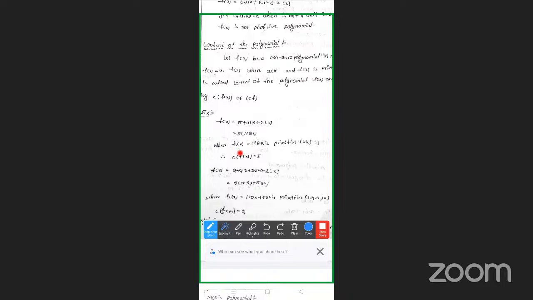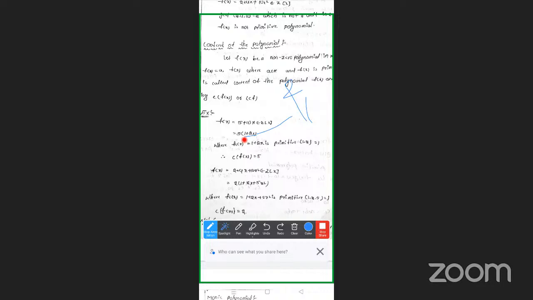So here f1 of x is the new polynomial. So f1 of x is equal to 1 plus 2x. And this polynomial must be a primitive polynomial. The GCD of all coefficients 1, 2: the GCD of 1, 2 is equal to 1. So therefore f1 of x is a primitive polynomial. Therefore the content of the polynomial C of f of x is equal to 5. So this is the content of the polynomial.